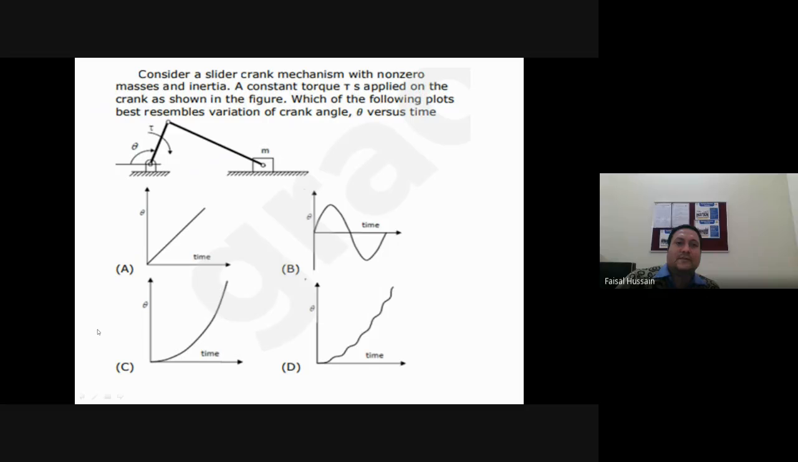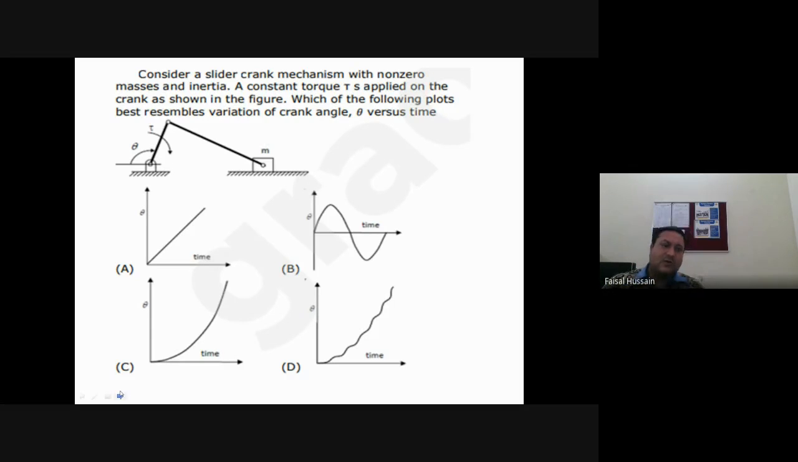Now next question. Consider a slider crank mechanism with non-zero mass and inertia as shown in the figure. Now, which of the following plots best resembles variation of crank angle theta versus time? There are 4 options and we have to assume which is the best resemblance.